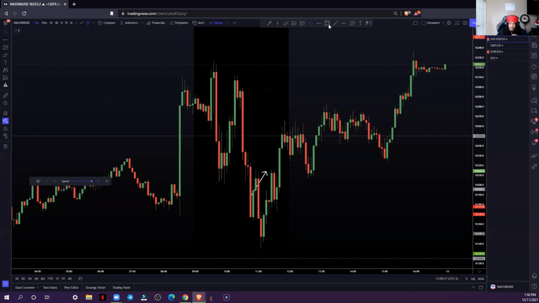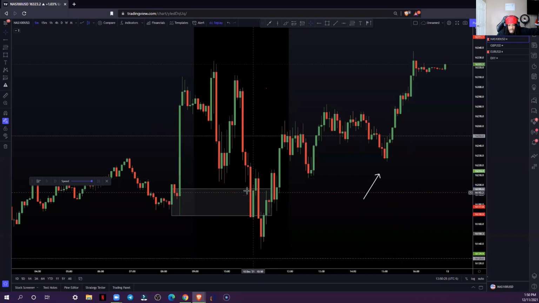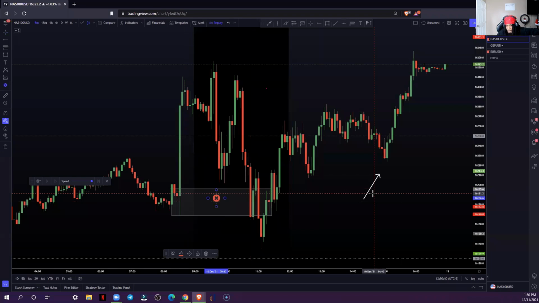This right here, that is invalid. This is invalid right here. It tapped back into that gap. This whole candle created a gap. It never tapped back into it until it came right here. Once it came right here, it blasts right through it. This is invalid right here. Put an X right here. That's invalid.